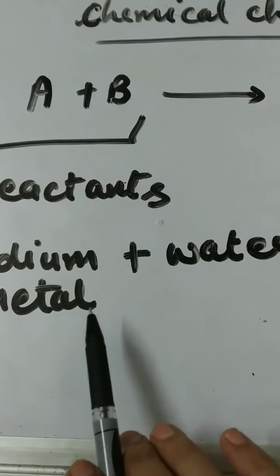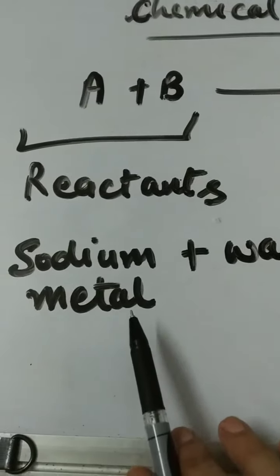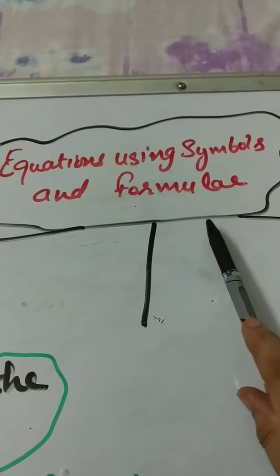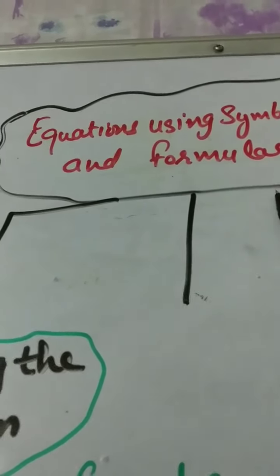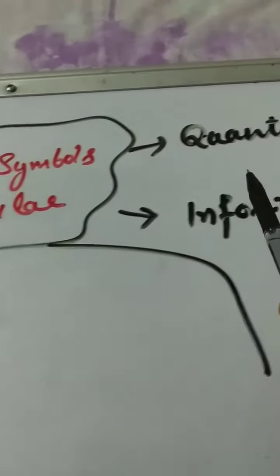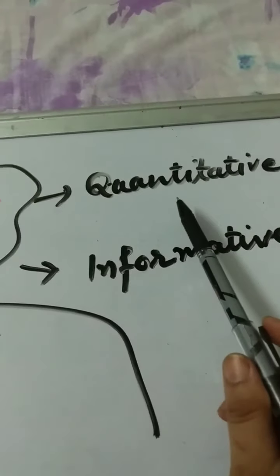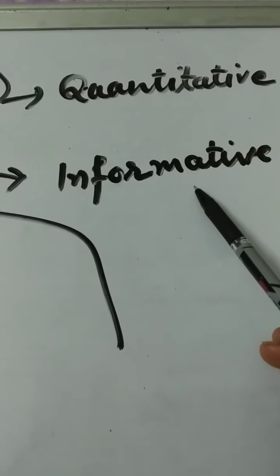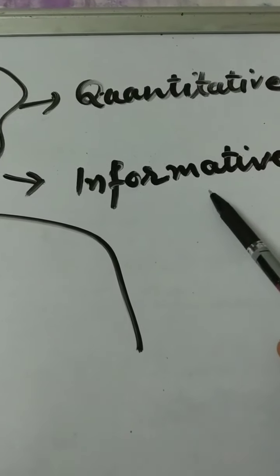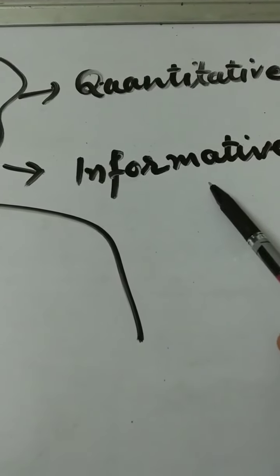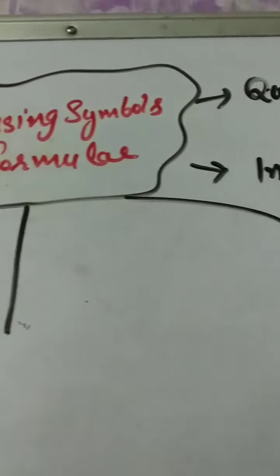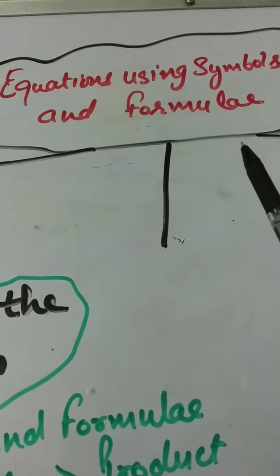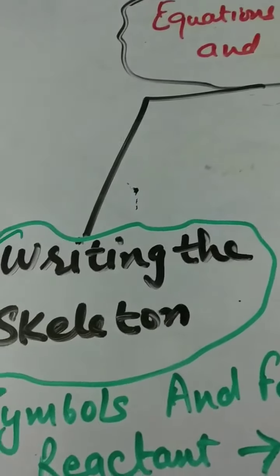Now we will go through the equation by using symbols and formulae. Equations using symbols and formulae. Such equations are quantitative in nature and much more informative than the word equation. These equations using symbols and formulae are written in 3 steps.